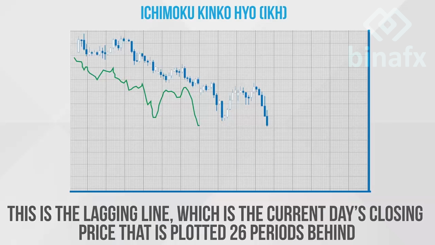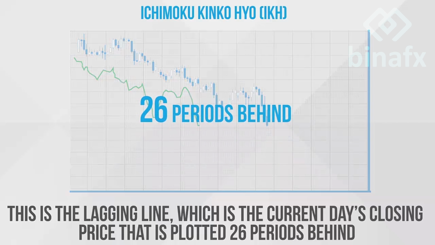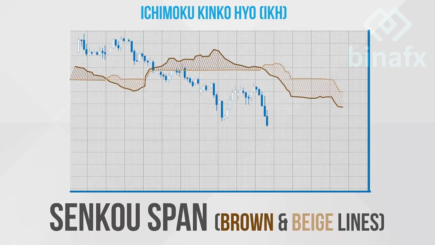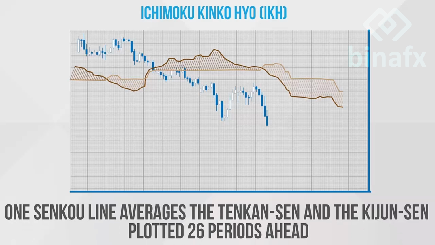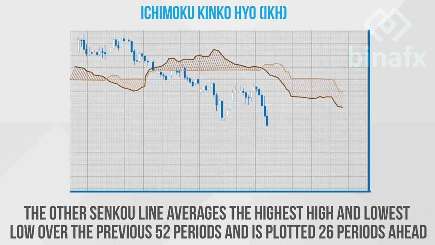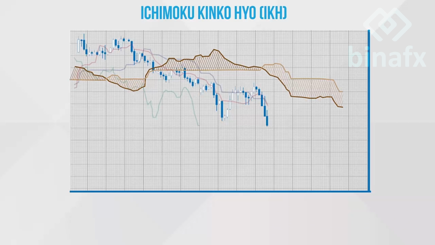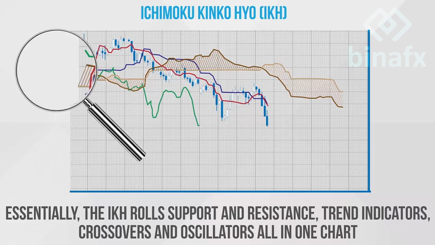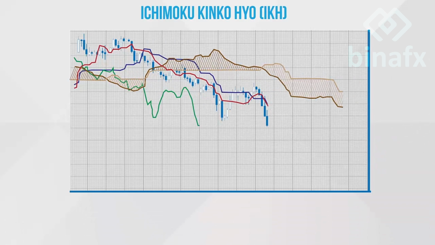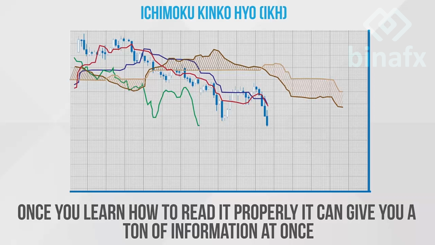Chiku Span, green line. This is the lagging line, which is the current day's closing price that is plotted 26 periods behind. Senku Span, brown and beige lines. One Senku line averages the Tenkan Sen and the Kijun Sen plotted 26 periods ahead. The other Senku line averages the highest high and the lowest low over the previous 52 periods and is plotted 26 periods ahead. Essentially, the IKH rolls support and resistance, trend indicators, crossovers and oscillators all in one chart. Once you learn how to read it properly, it can give you a ton of information at once.